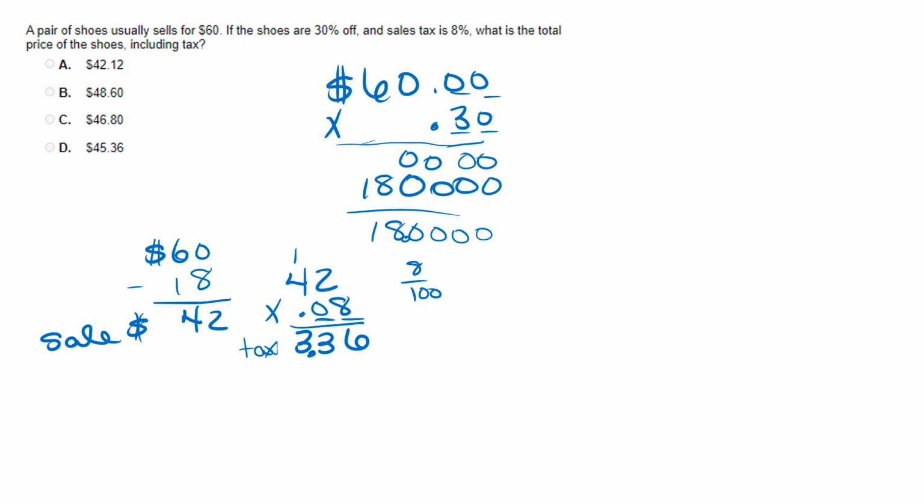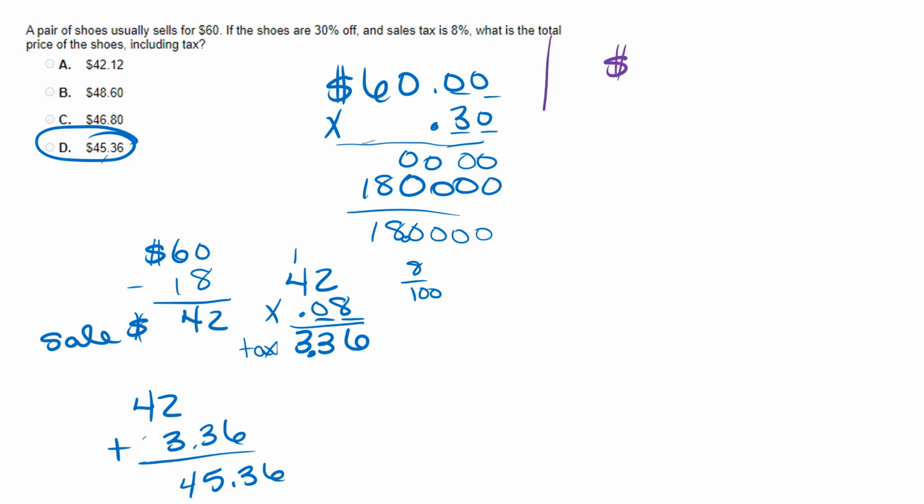So now I'm going to add the price plus the $3.36, and I get $45.36. Okay, so we get our answer there, but I'm also going to show you the other way. Okay, so this is a completely different one. Okay, up here you've got $60.